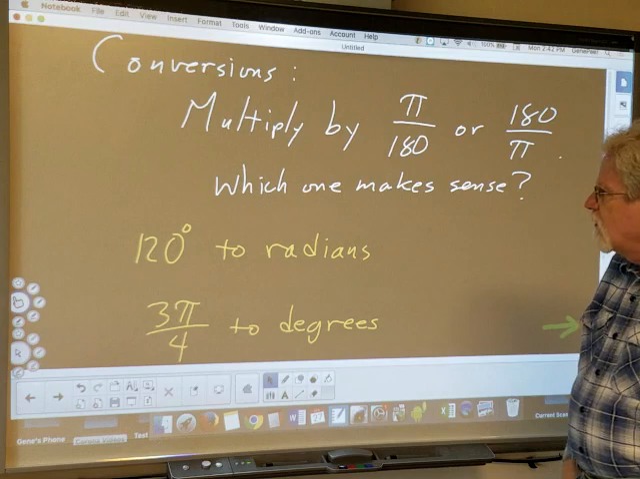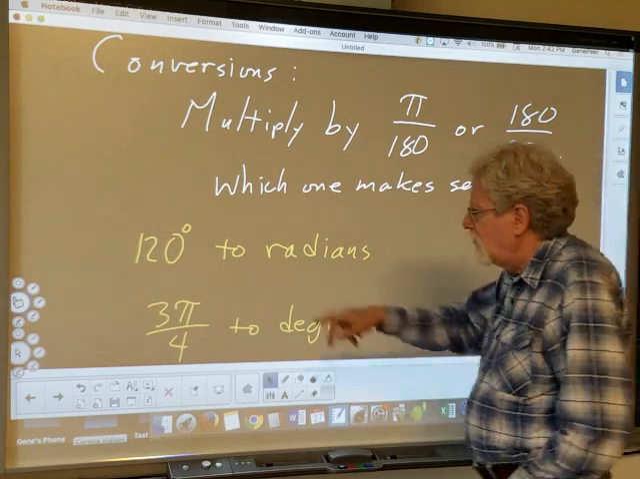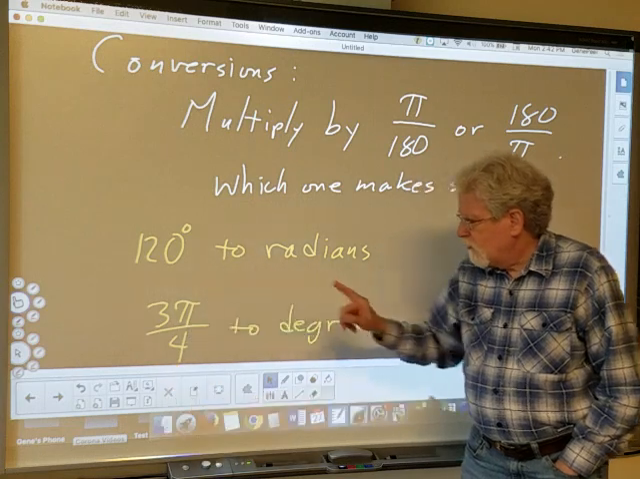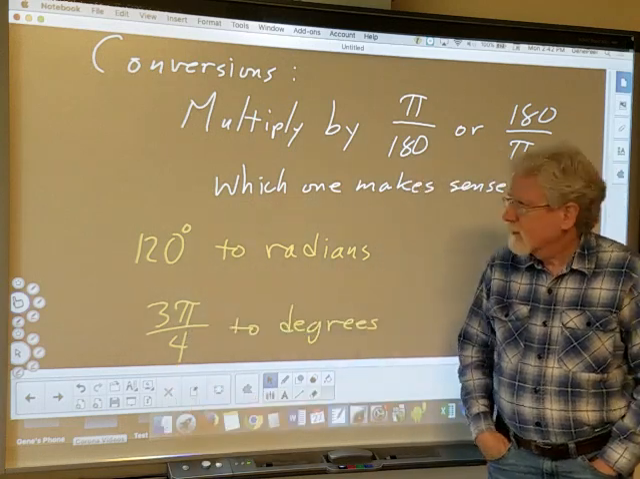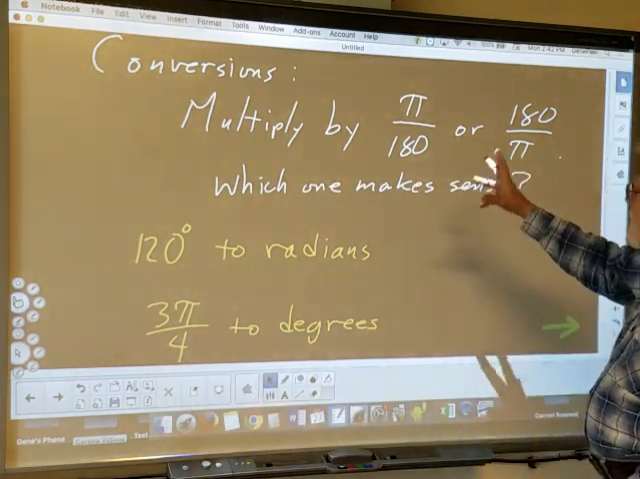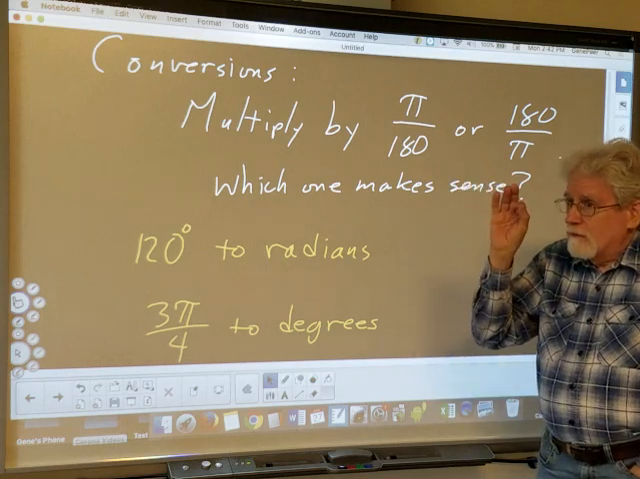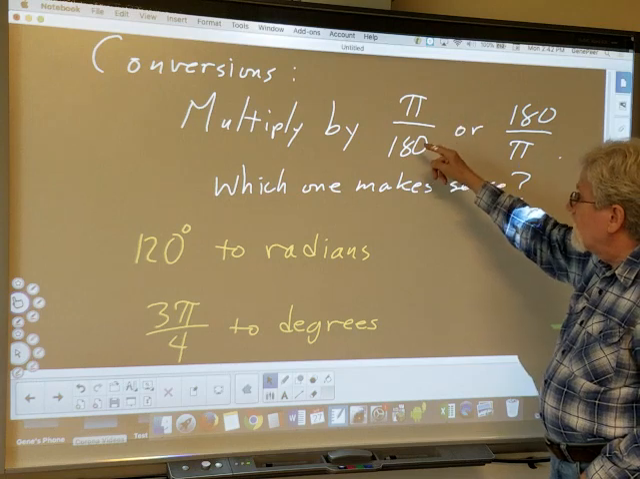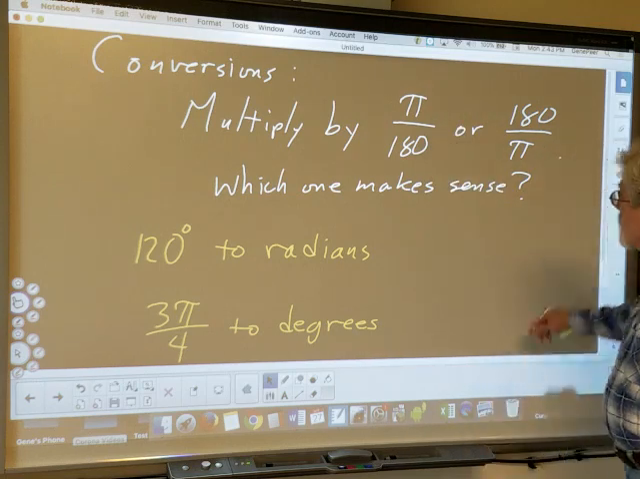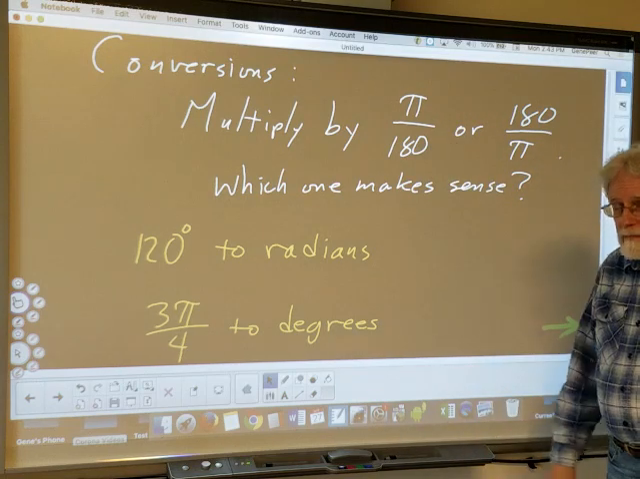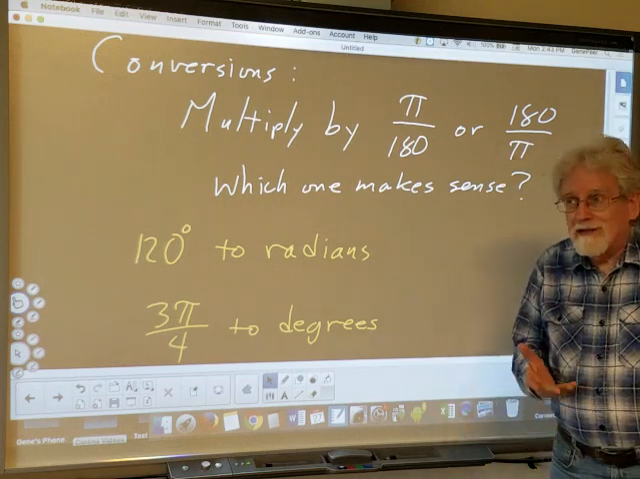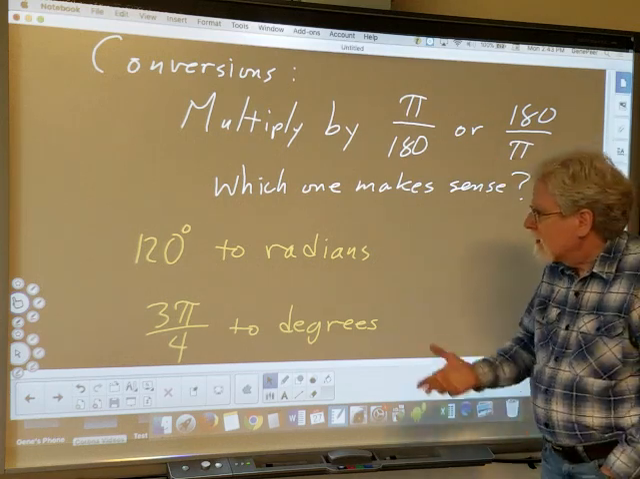Conversions. There'll be several questions where you'll be given perhaps a degree measure to convert to radians, or a radian measure to convert to degrees. The trick is, and there's not much to remember except that, you either are going to multiply by pi over 180, or you're going to multiply by 180 over pi. So the question simply comes down to which of those two do you use, and it's self-evident.